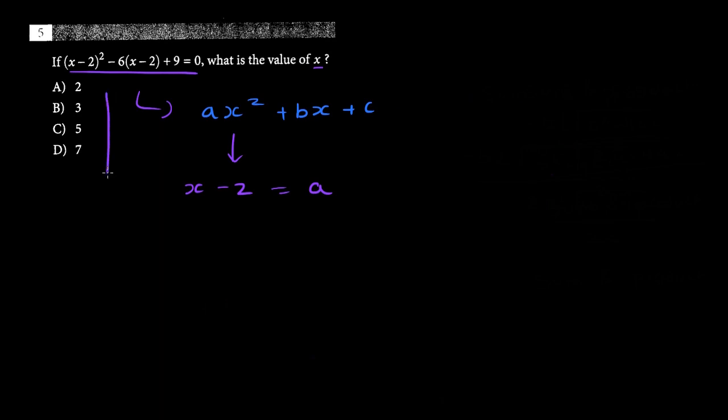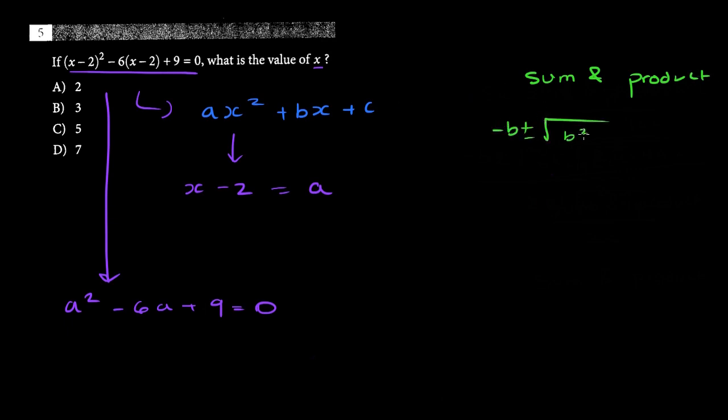Okay, so I'm going to rewrite this equation and it becomes a² - 6a + 9 = 0. And now this is very easy to solve in the sense that we can use the sum and product method, or we could use a quadratic formula, (-b ± √(b² - 4ac)) over 2a.